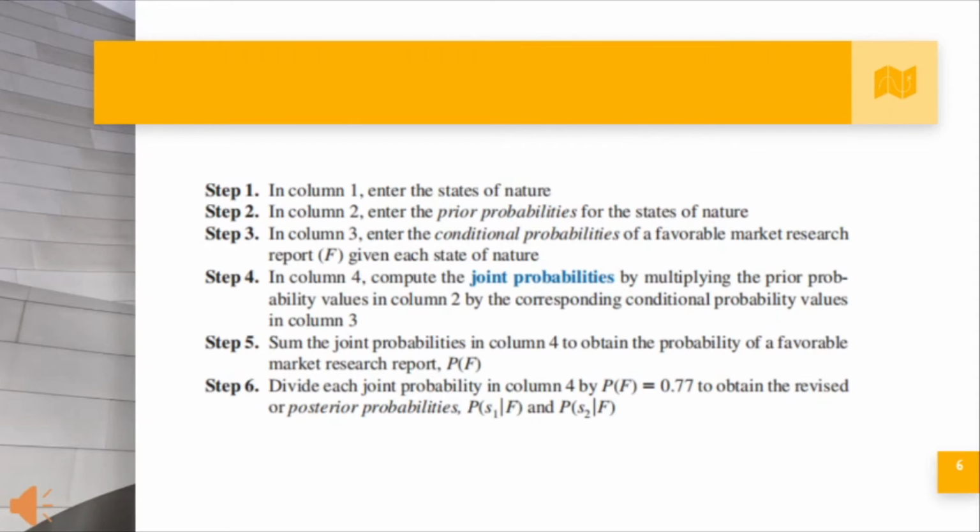Step 4. In column 4, compute the joint probabilities by multiplying the prior probability values in column 2 by the corresponding conditional probability values in column 3. Step 5. Sum the joint probabilities in column 4 to obtain the probability of a favorable market research report. Step 6. Divide each joint probability in column 4 by 0.77 to obtain revised or posterior probabilities, that is, the state of nature being strong given the favorable market research report, and the state of nature being weak given the favorable market research report.